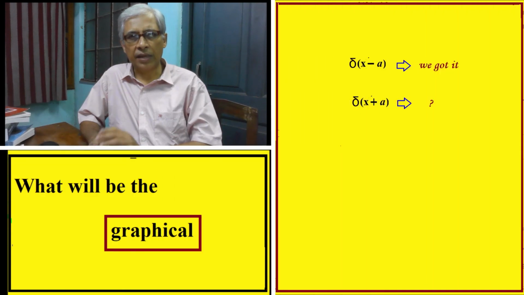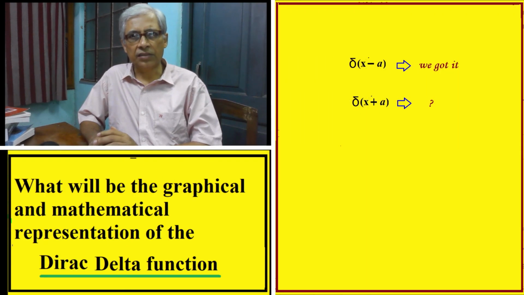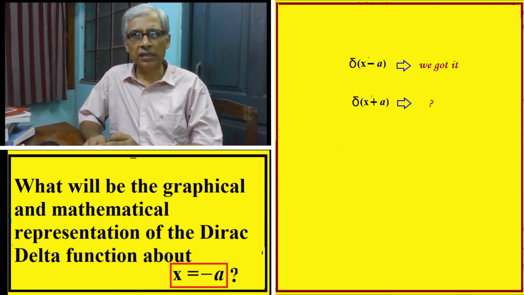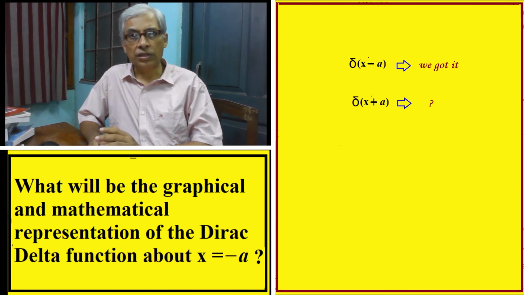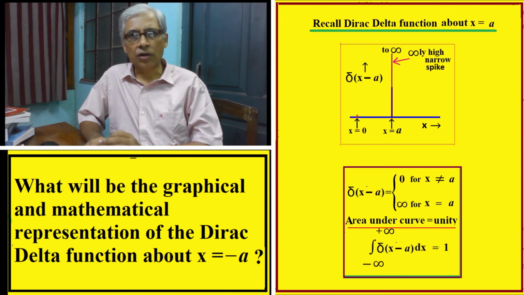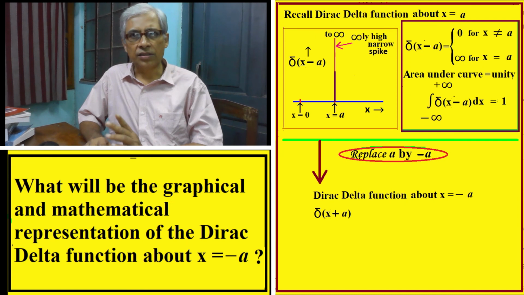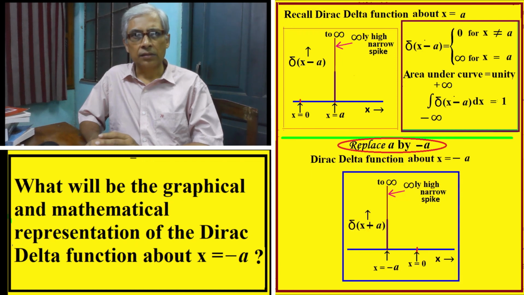Let us graphically and mathematically represent the Dirac delta function about x equal to minus a. Now over to the right slide. We have recalled the graphical and the mathematical expression of Dirac delta function about x equal to a, that is Dirac delta of x minus a. Clearly, the result will be obtained by substituting a by minus a, through which we would get Dirac delta of x plus a. The plot has been shown in the blue box.